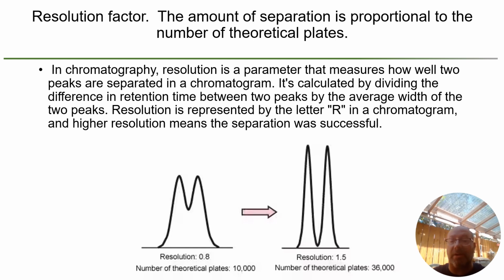So if we look at our peaks on the left in this diagram, our resolution factor is 0.8. Well, that means that with any resolution factor that's under 1, we're getting basically a contamination right in the middle of these two peaks where they are not being well separated. With resolutions above 1, we're starting to see efficient separation of our peaks on the chromatogram and in our fractions coming off the column.